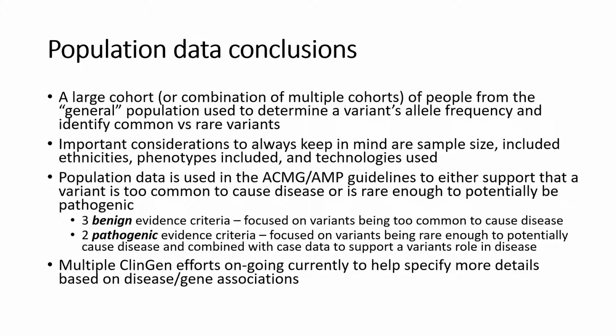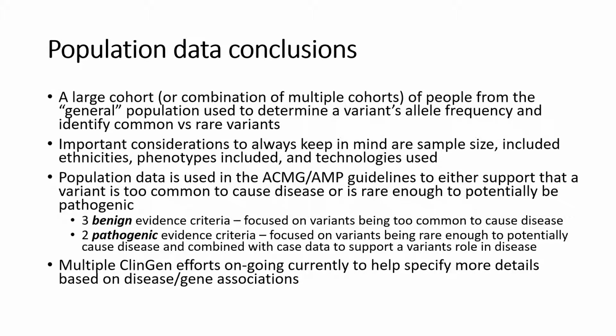There are 3 criteria that provide evidence towards a variant being benign, which are generally focused around variants being too common to cause disease, and there are 2 criteria that provide evidence towards a variant being pathogenic, which are generally focused on variants being rare enough to potentially cause disease, and that can be combined with case data to support a variant's role in disease.